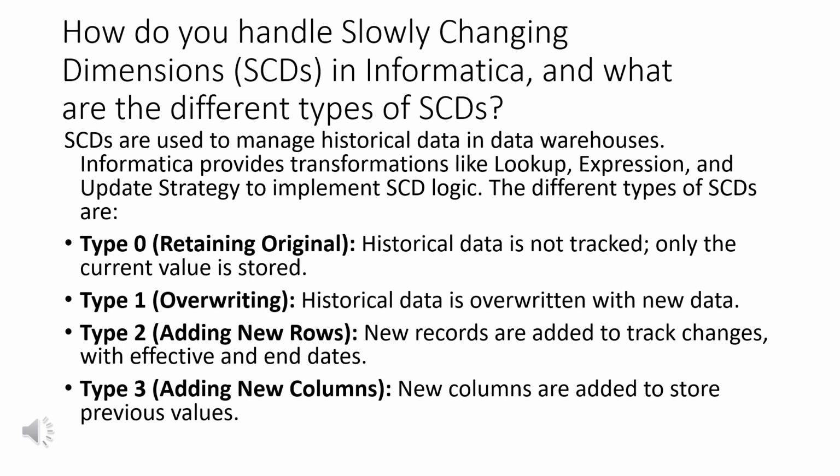New records are added to track changes with effective and end dates. Type 3 is adding new columns, so new columns are added to store previous values.